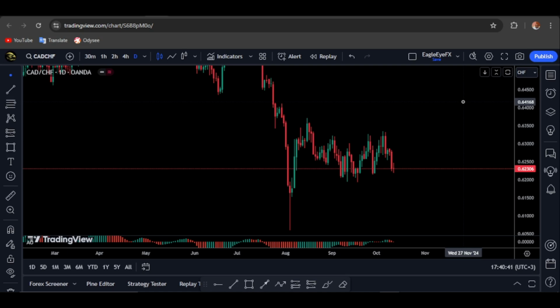I want to show you here a very beautiful trade on CADCHF. I want to also show you that QM patterns actually work on currencies, in as much as they work on synthetics.